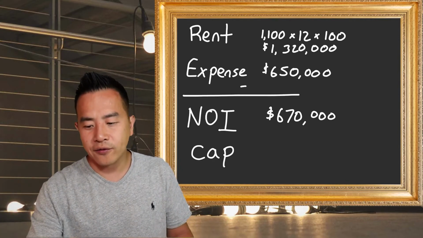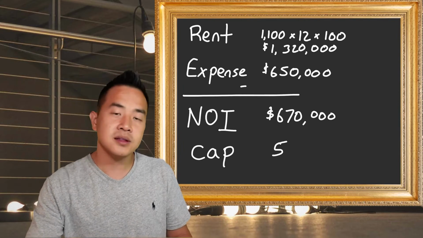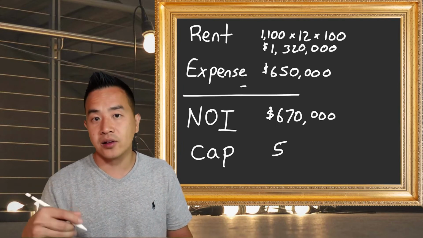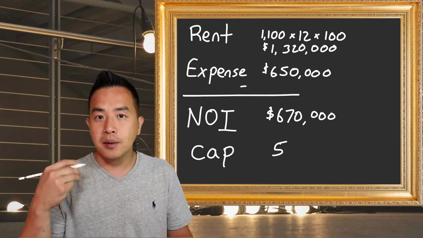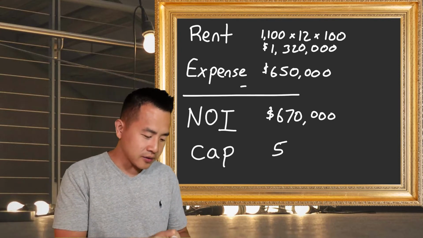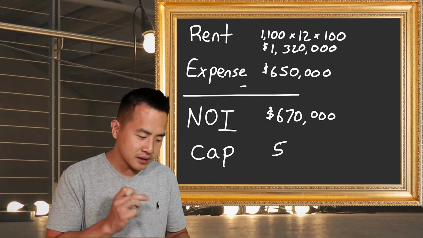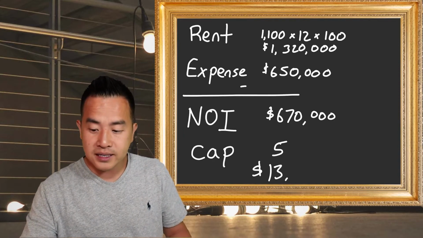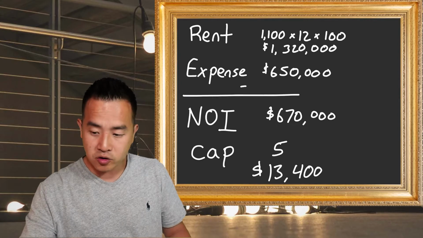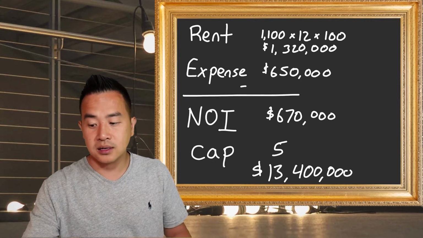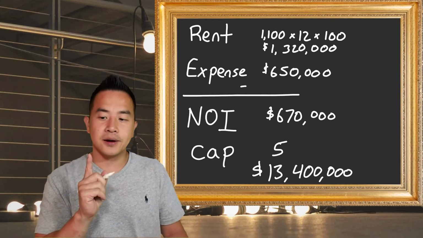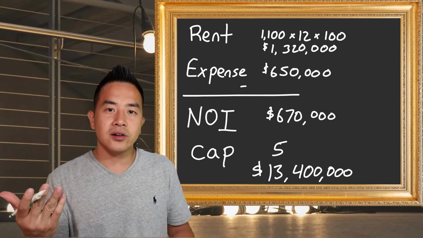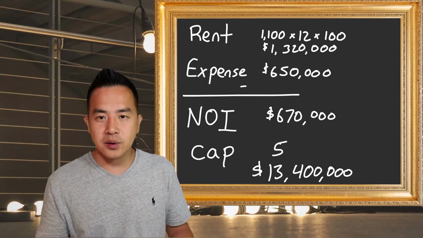So let's say we were at a 5 cap. What that means is I'm going to take my $670,000 and divide it by 0.05, because that's the cap rate. That means this building is valued at $13,400,000. That's a lot, right? And now, this is where $20 could equal almost $500,000.